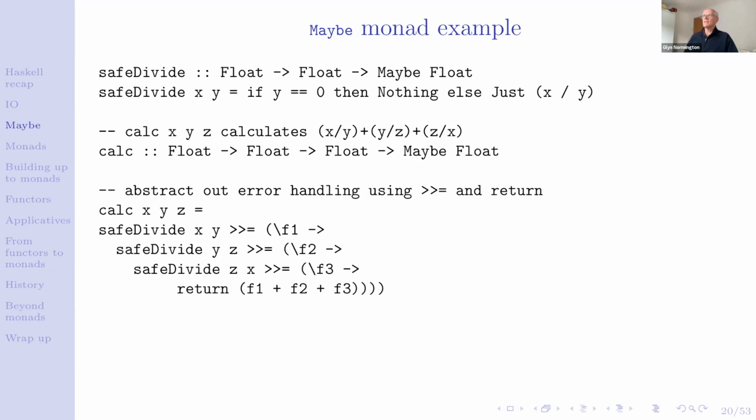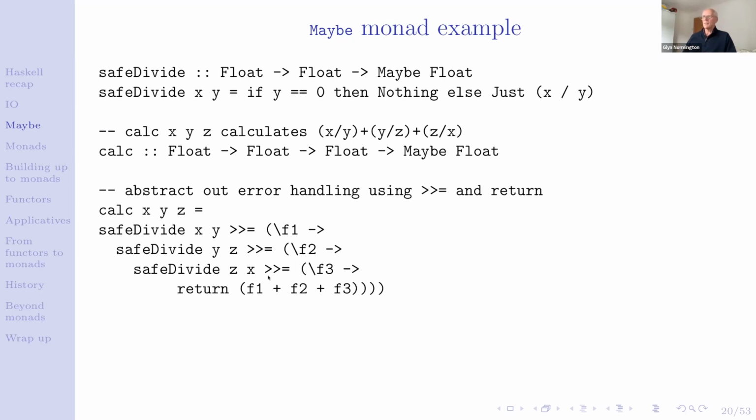If we rewrite this using bind, which has this automatic way of propagating errors, then it looks like this. Safe divide of x and y, bound to this function. So we do safe divide of x and y first, and then bind the result into this lambda expression. And of course, if safe divide x y is Nothing, then bind will make sure that the result is Nothing. We don't need to explicitly worry about that error handling.